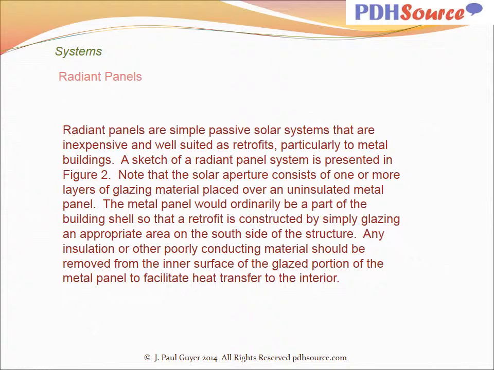Note that the solar aperture consists of one or more layers of glazing material placed over an uninsulated metal panel. The metal panel would ordinarily be a part of the building shell, so that a retrofit is constructed by simply glazing an appropriate area on the south side of the structure. Any insulation or other poorly conducting material should be removed from the inner surface of the glazed portion of the metal panel to facilitate heat transfer to the interior.